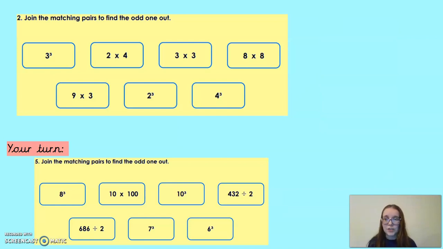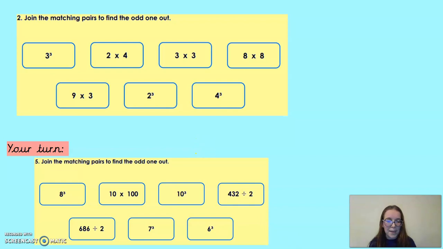Okay, now the first question, it says, join the matching pairs to find the odd one out. So I've got to work out what all of these are. I've got to solve the questions. Now they are all questions, even though some of them are times questions, and some of them just have our notation. Just like with squared numbers, we need to remember that if it has a little 3 up in the corner, that means we need to times it by itself 3 times.